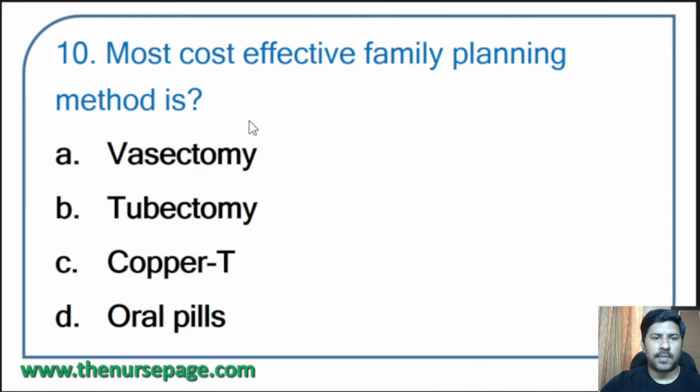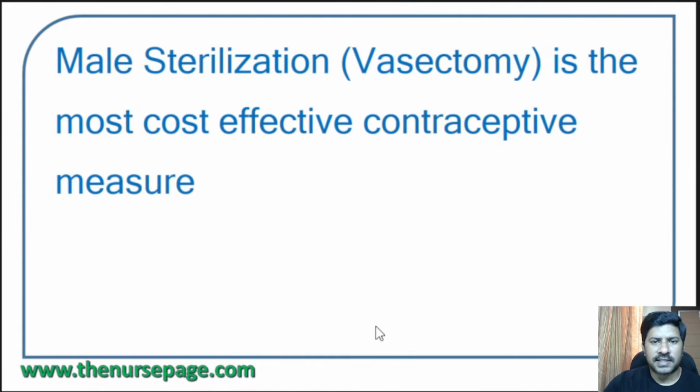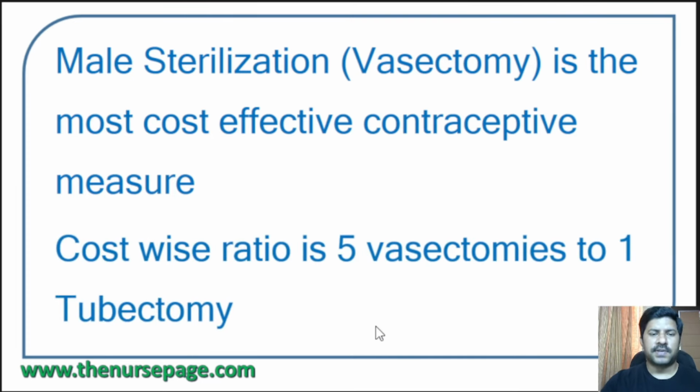Then 10th question. Most cost-effective family planning method is vasectomy, tubectomy, copper T, oral pills. Correct answer is vasectomy. Male sterilization or vasectomy is the most cost-effective contraceptive measure. Cost-wise ratio is 5 vasectomies is equal to 1 tubectomy. That is why it is called the most cost-effective family planning method.